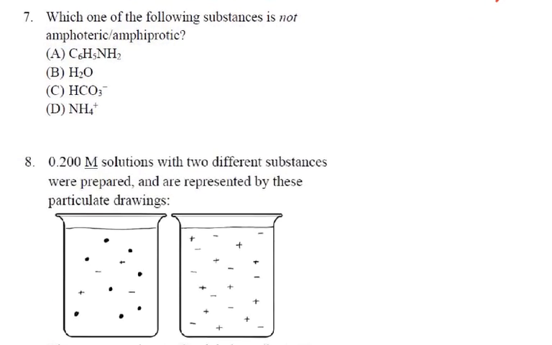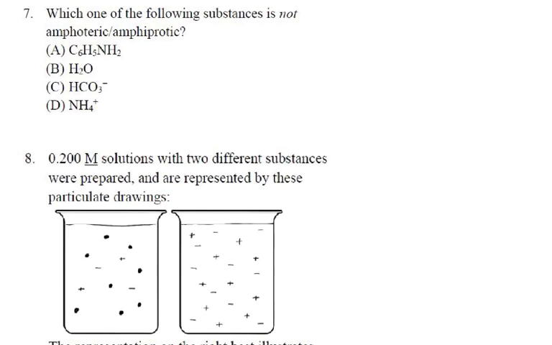Okay, number 7, which of the following is not amphoteric or amphiprotic? So to be amphiprotic, you have to have a proton to donate, and you have to have a place to put a proton. So this one here with the N, it has an H, and it has an H, and it hooks onto a carbon, and it has that lone pair. This is good. So this guy is amphiprotic. That's not our answer, because it can donate and it can accept.